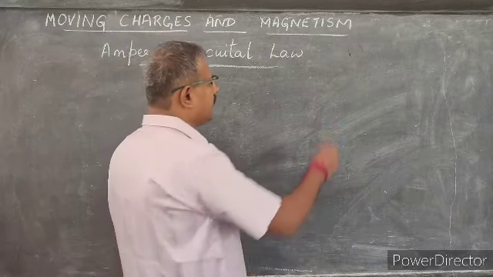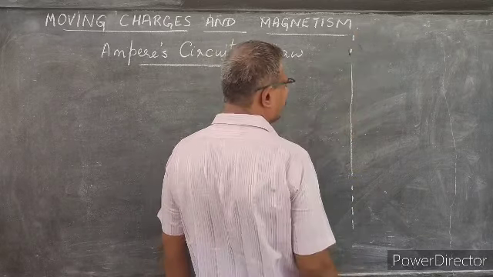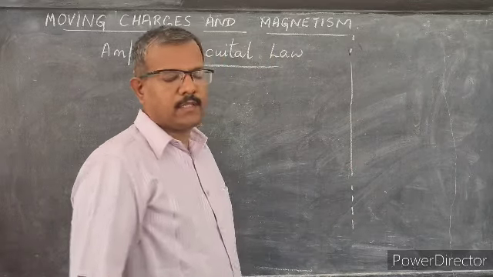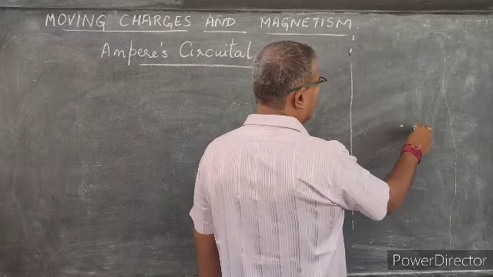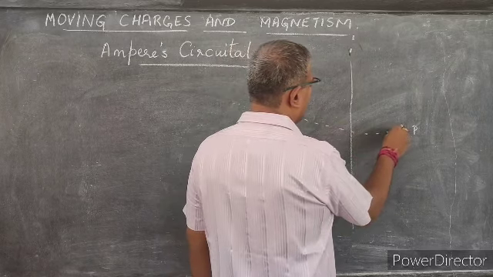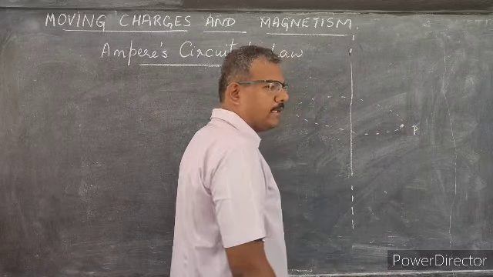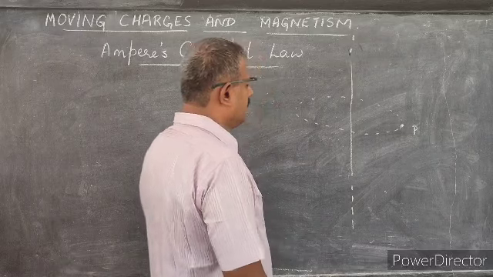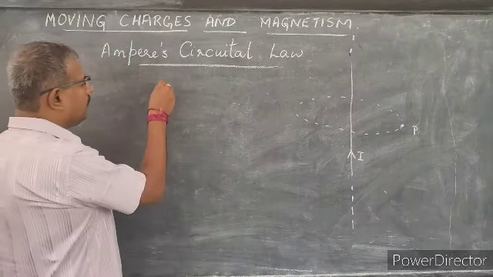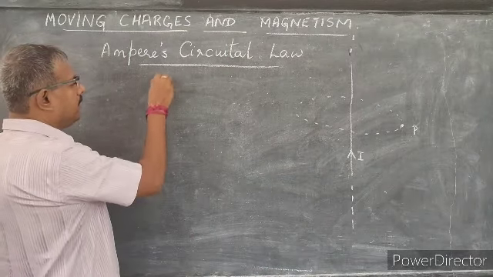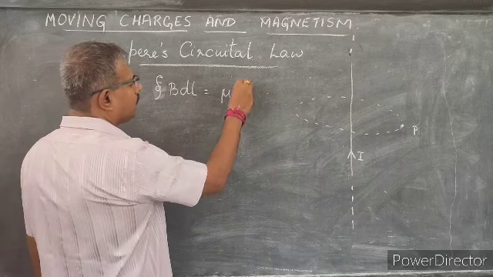Suppose we consider an infinitely long current carrying conductor, and I want to apply the Ampere's Circuital Law, and I assume a circular loop as the boundary, and I want to find out the magnetic field at point P due to the current carrying conductor I. Now as per Ampere's Circuital Law, we take the integral of B dot dl, and we know it's equal to mu naught into I.